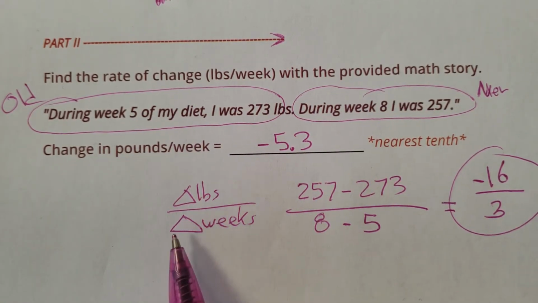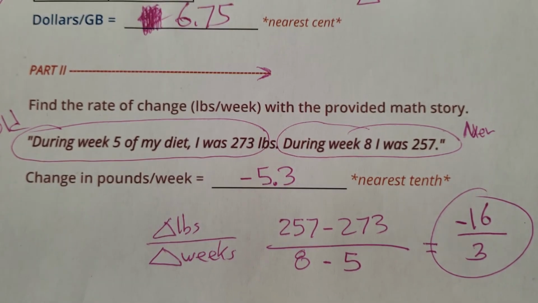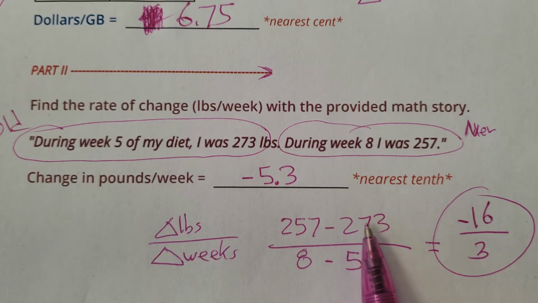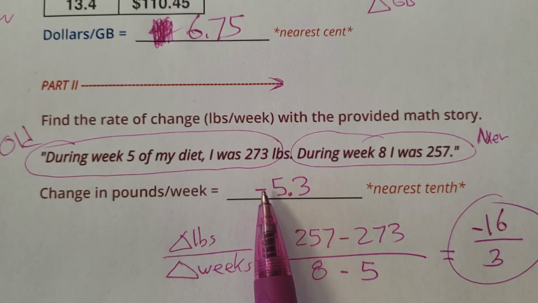So the change in pounds over the change in weeks, okay? My new weight was 257, my old weight was 273, subtraction, negative 16. The new week was week 8. The old week was week 5. Subtraction, 3. Negative 16 divided by 3 is a negative 5.3 to the nearest tenth.